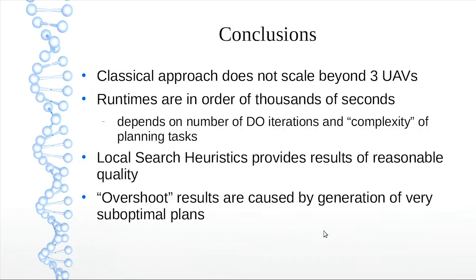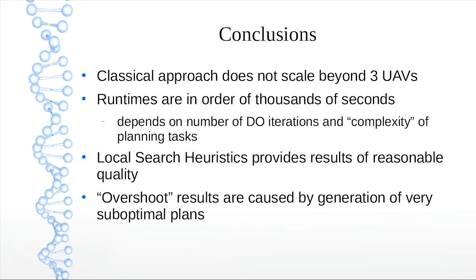So in summary, the good news is that our heuristic works and scales beyond the classical approach, because it really doesn't scale beyond 3 UAVs, so at least we could do 8. And with local search heuristics, the results are of reasonable quality. Just to mention, you can see in the paper that the runtimes are on the order of thousands of seconds just to compute the whole game.